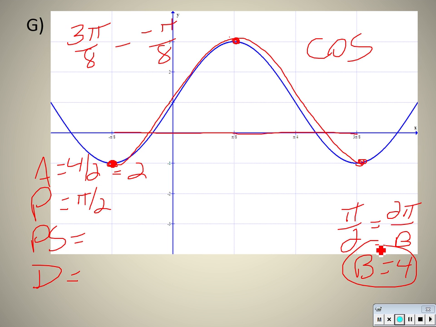So the phase shift, if you notice with this, this point, even if it were upside down, would usually start here. But this graph was shifted to the left, pi/8. So I'm just going to make a note of that there.